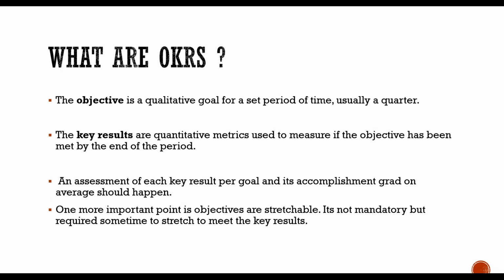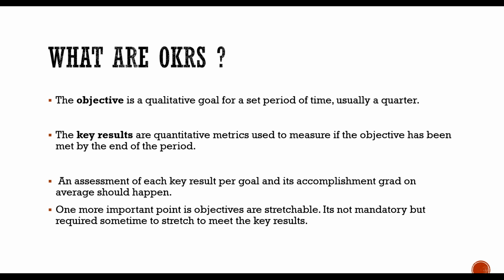So the OKRs, as mentioned, are objectives and key results. And what is an objective? An objective is a qualitative goal for a set period of time, usually a quarter. Basically, the objectives are set based on different organization styles: quarterly, half yearly, or yearly. In our organization, we follow quarterly objectives. So we set goals quarterly, and then we measure at the end of the quarter.